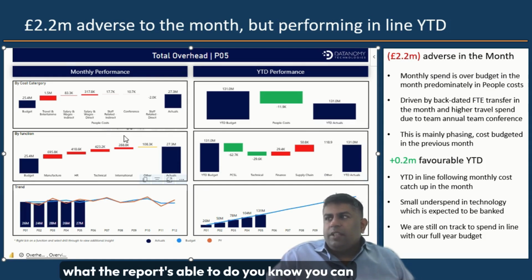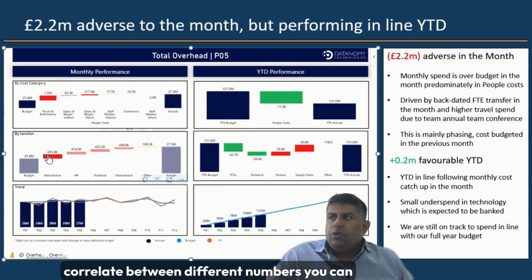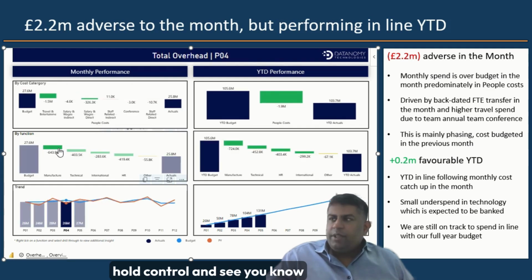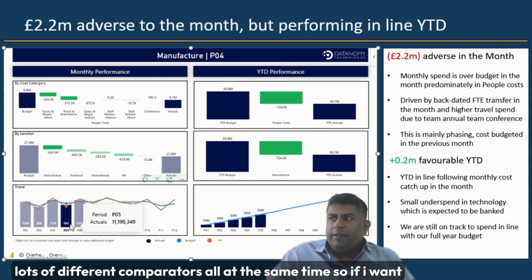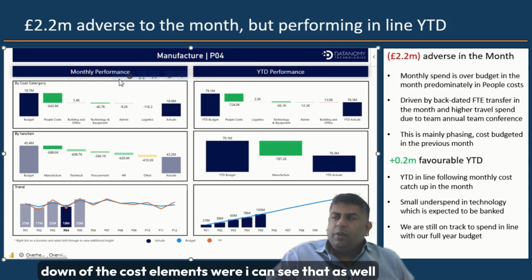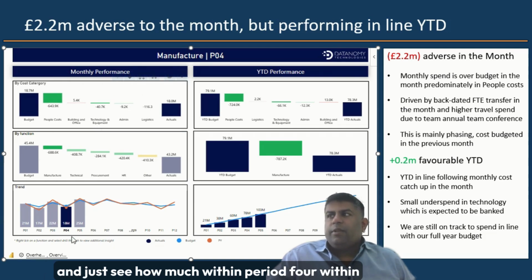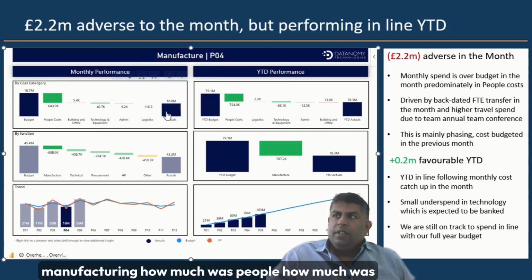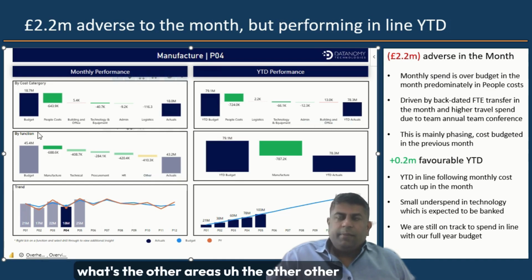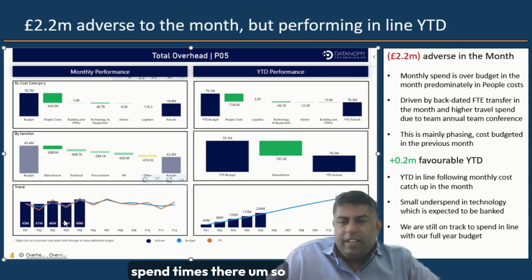You can correlate between different numbers, you can hold control and see lots of different comparators at the same time. So if I want to look at period 4 manufacturing and just look at what the breakdown of the cost elements were, I can see that as well, and just see how much within period 4, within manufacturing, was people, how much was the other areas, the other spend types there. So that's just really a general flavour.